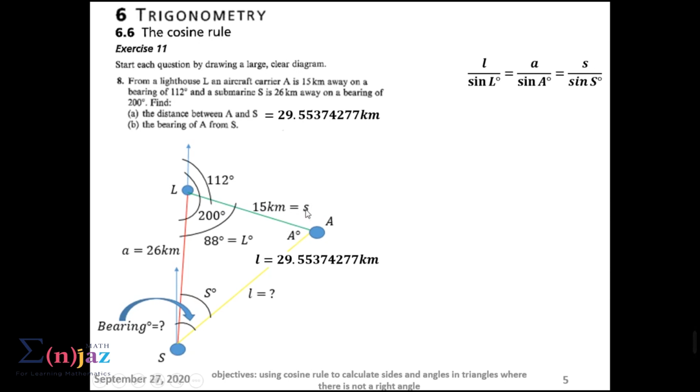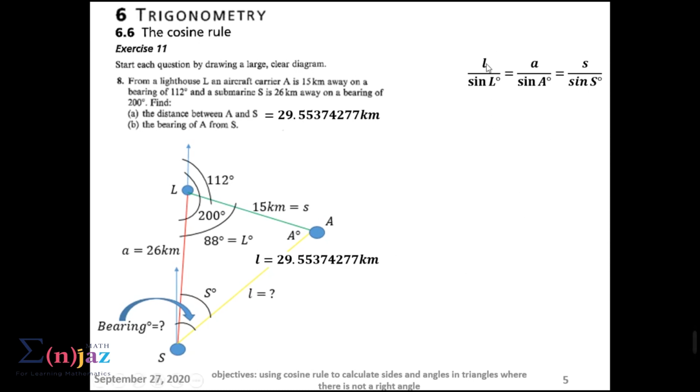S squared is equal to A squared plus L squared minus, in brackets, 2 times A times L times cosine of the angle between A and L, which is S. And then you're going to apply the opposite operation to find the missing angle S. Or we can use, as in here, the sine rule.